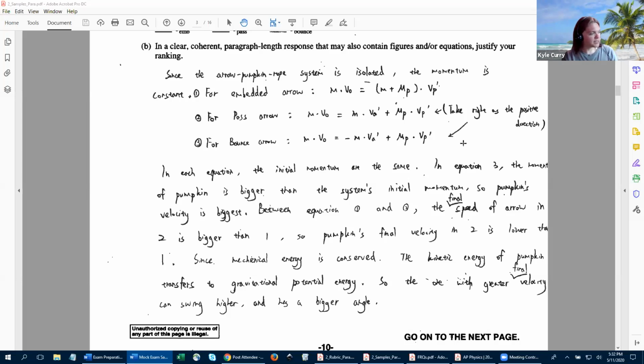Point number 6, the greatest pumpkin speed will result in the highest angle. Since the mechanical energy is conserved, the kinetic energy of the pumpkin transfers to gravitational potential energy. So the pumpkin with the greatest velocity will swing higher, and therefore the pumpkin will have the biggest angle.